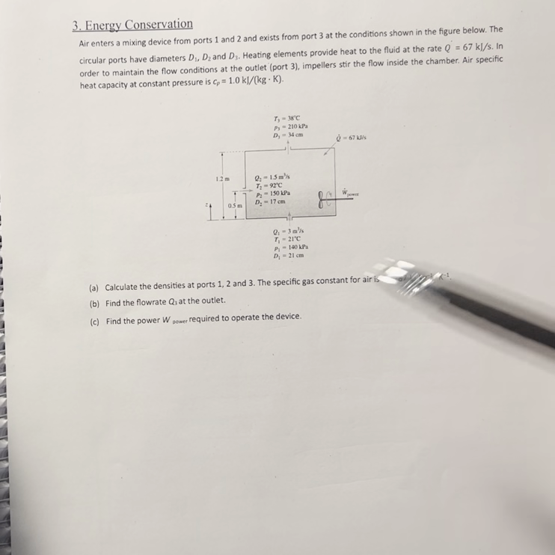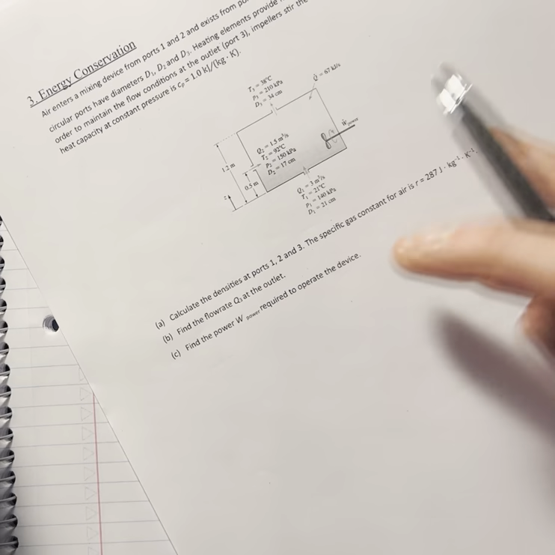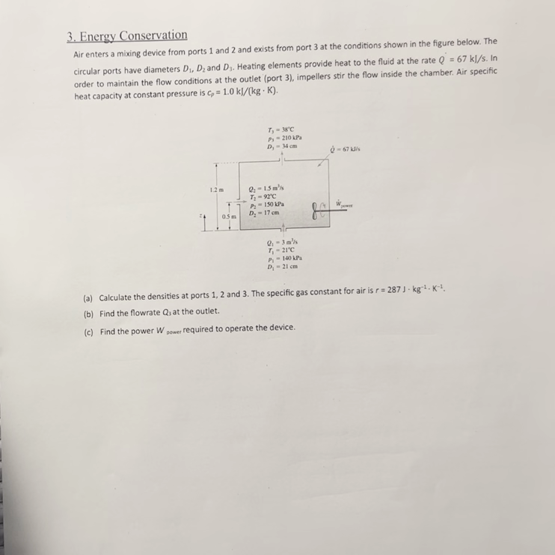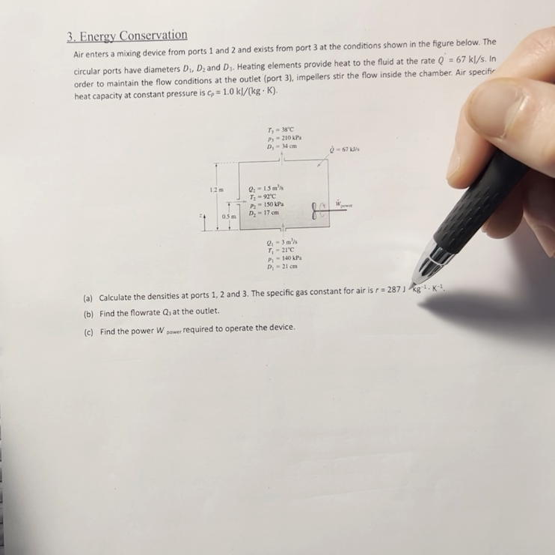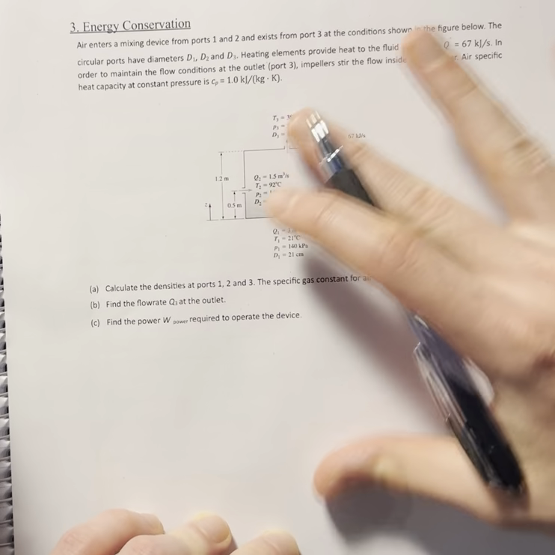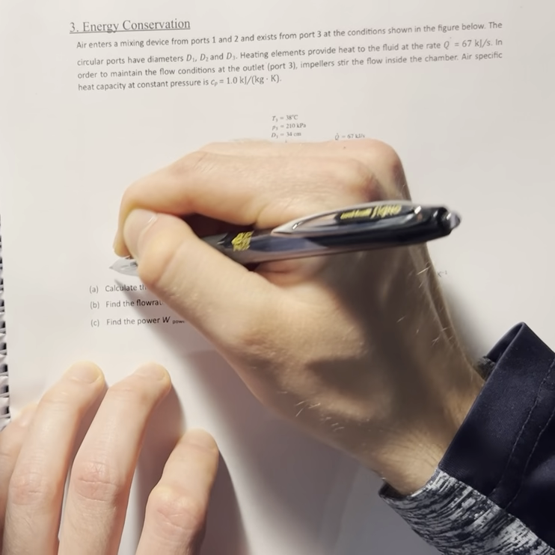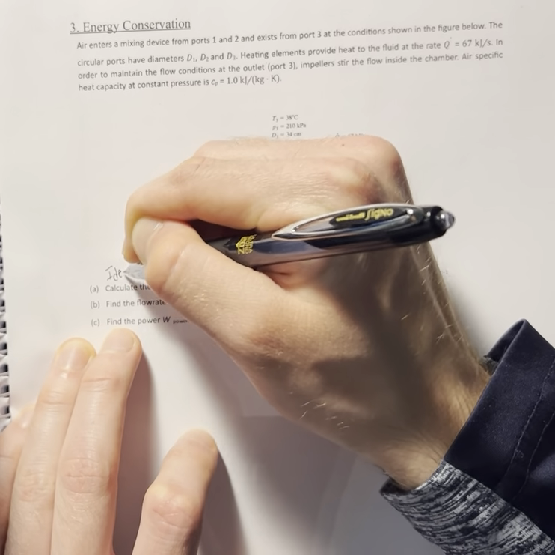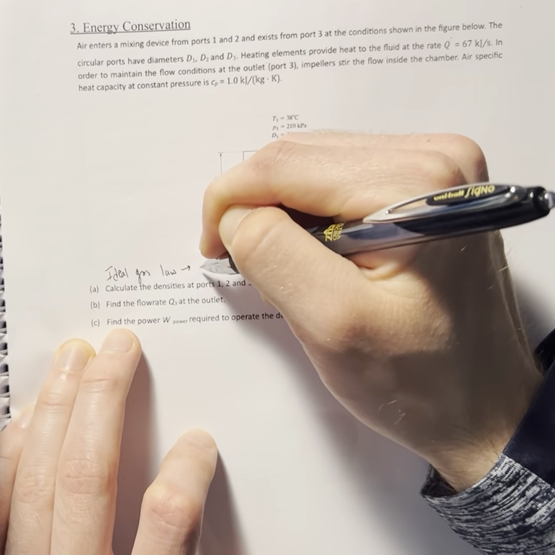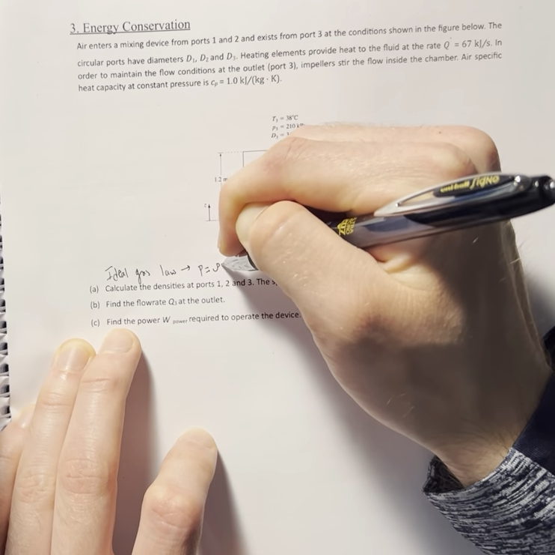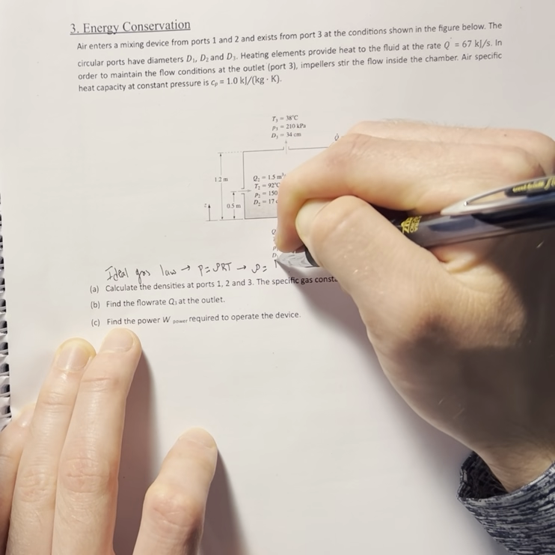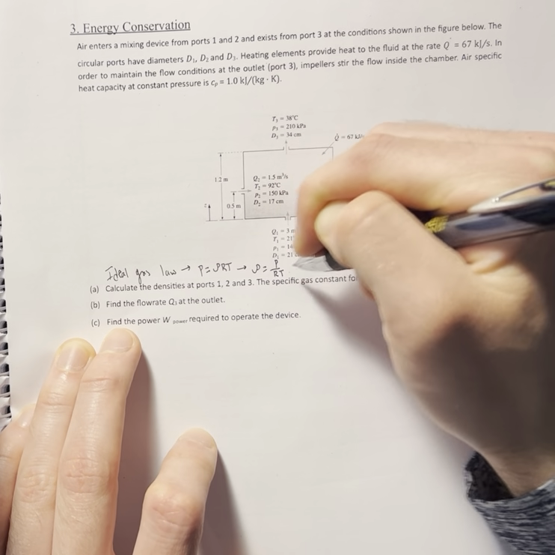All right, so now for part A, I'm just going to do one of them. It wants us to calculate the densities at ports 1, 2, and 3. The specific gas constant for air is R equals 287 joules per kilogram Kelvin. So this one's easy. I'm not even going to define anything. Let's just go. Remember your ideal gas law: P equals rho RT. So rho equals P over RT.